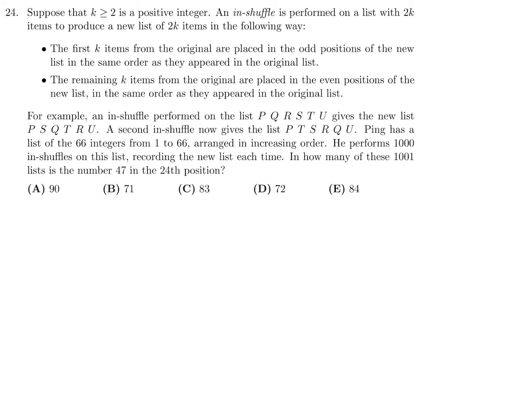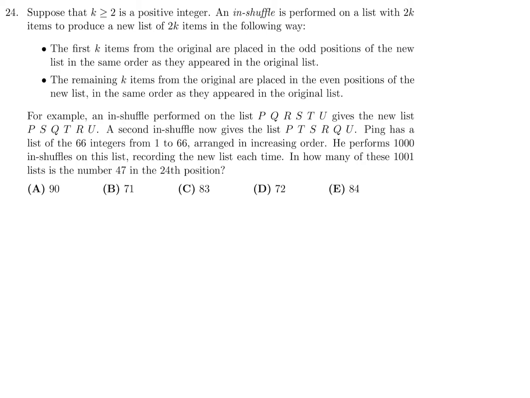Ping has a list of 66 integers from 1 to 66 arranged in increasing order. He performs 1,000 in-shuffles on this list, recording the new list each time. In how many of these 1,001 lists is the number 47 in the 24th position?